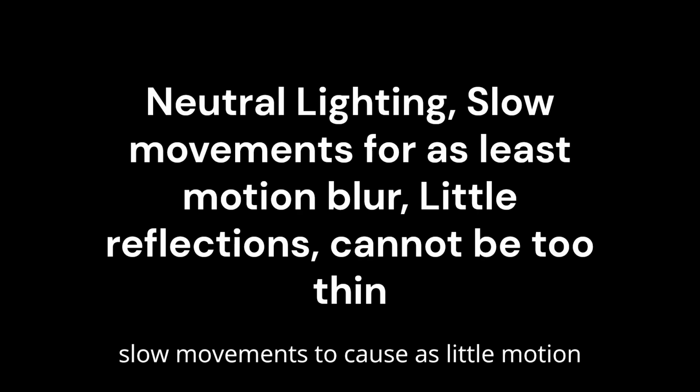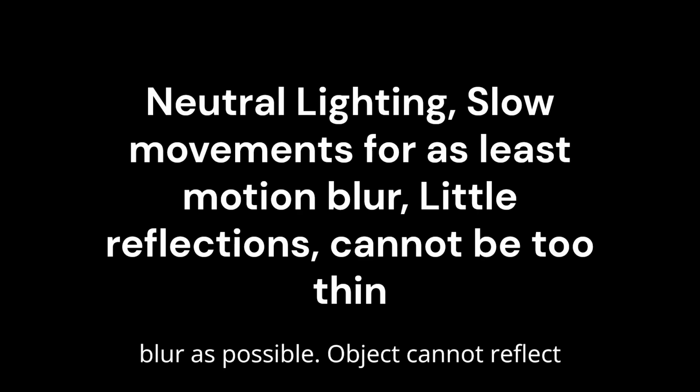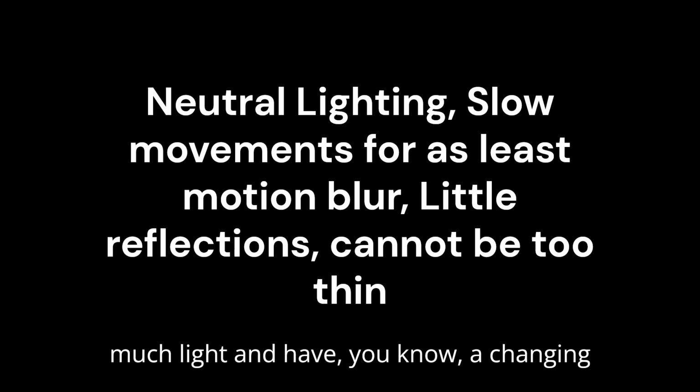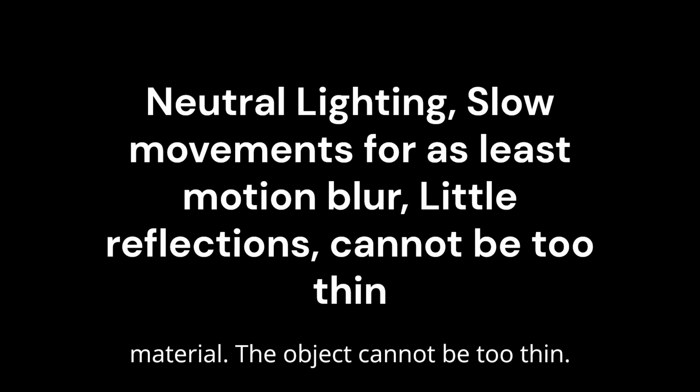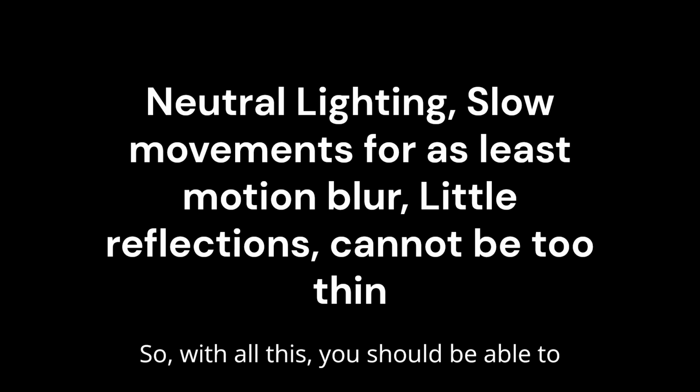Now we have a good idea of what is needed for a good scan, let's recap. Neutral lighting, and slow movements to cause as little motion blur as possible. The object cannot reflect much light or have a changing material. The object cannot be too thin. So, with all this, you should be able to take a decent scan.